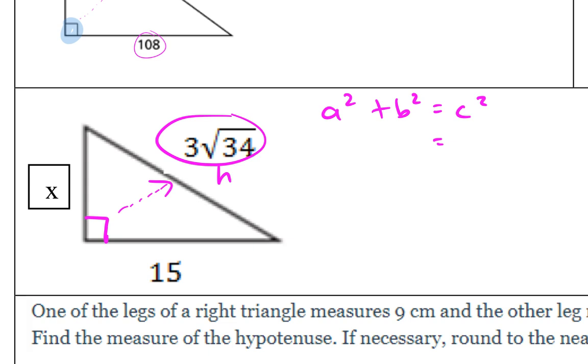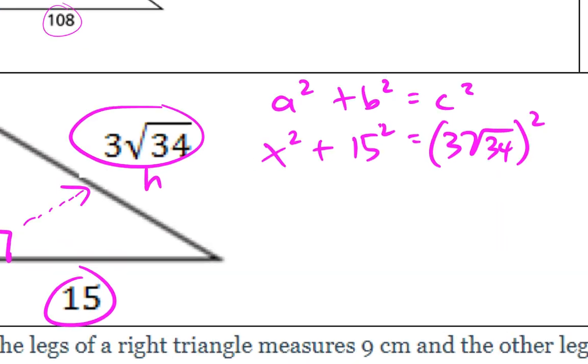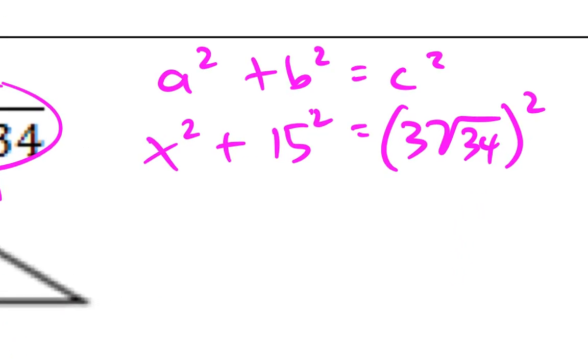We're going to say 3 square roots of 34, and we are going to square the whole thing. So that's how I'm going to do it. I'm going to put it in parentheses just like that. Now I need to do my a squared. So a is x, so I'm going to put x squared plus my b, which is 15, so 15 squared. If you set it up like that, that's correct. That's good. So far, so good. Think about what would go next.